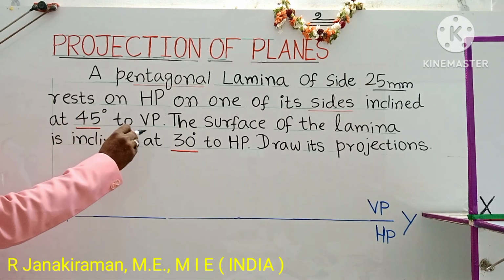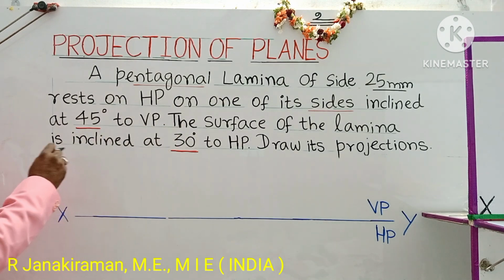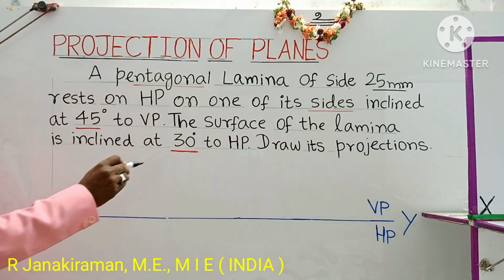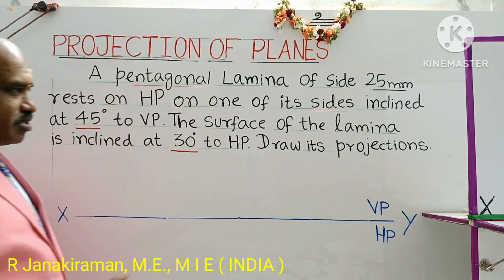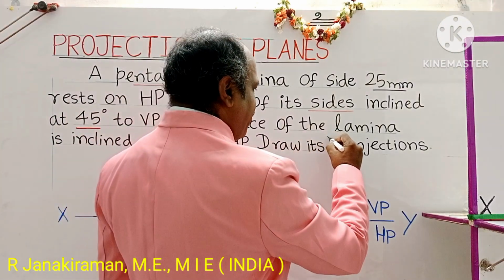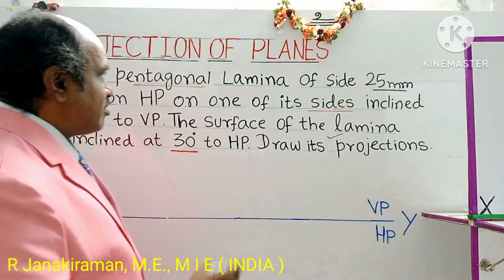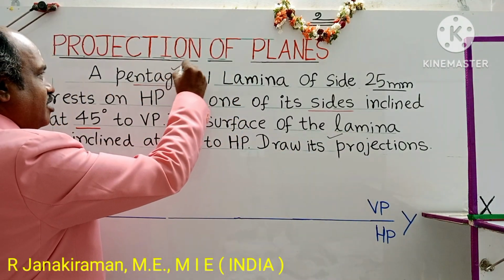A pentagonal lamina of side 25 mm rests on HP on one of its sides inclined at 45 degrees to VP. The surface of the lamina is inclined at 30 degrees to HP. Draw its projections. Draw its projections means you have to draw the final front view and final top view. The given question is about a pentagonal lamina.